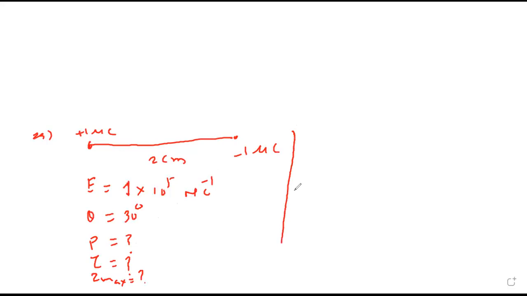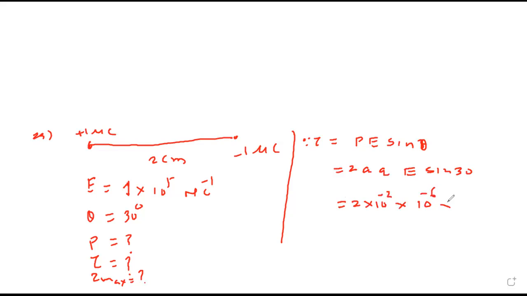So first point, torque at any position is PE sine theta. So this is 2a into q into E into sine of theta, which is 30. 2a means distance, that is 2 centimeter. Charge is 1 micro, 10 raised to -6. E is 10 raised to 5 and sine 30 is half. 2 I can cancel. So this will become -8 and +5, that is 10 raised to -3 Newton meter.